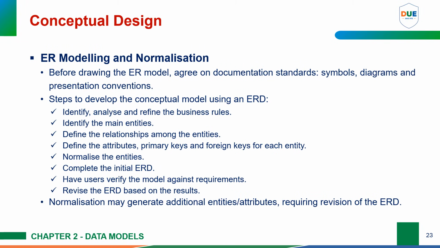The second step is ER modeling and normalization. First, we establish common documentation standards, including symbols and diagram conventions. Then we identify the business rules, entities, relationships, attributes, primary and foreign keys, and normalize the entities. We create the initial ERD, verify it with users, and revise it based on their feedback. Remember, normalization may reveal new entities or attributes, so revising the ERD is a normal part of the design process.